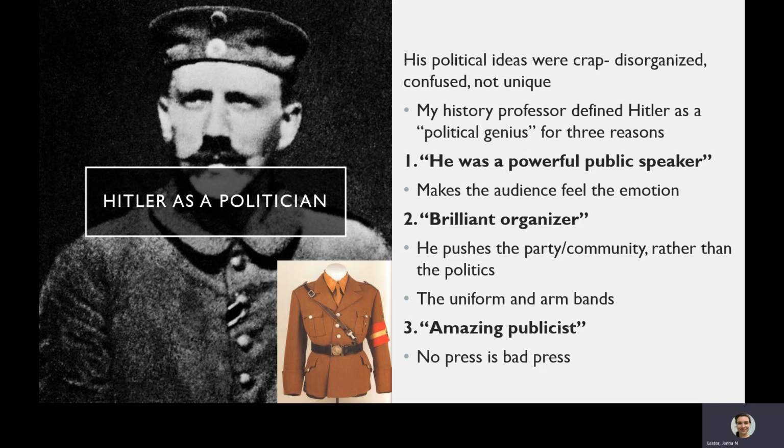He was also an amazing publicist. He kind of was the cornerstone of the idea that no press is bad press, which is a side note of why you should research who you vote for. Basically, he wanted his political party and his name in the press no matter what. Like starting riots, violence, whatever. Get people saying the Nazi Party, get people saying Hitler's name.